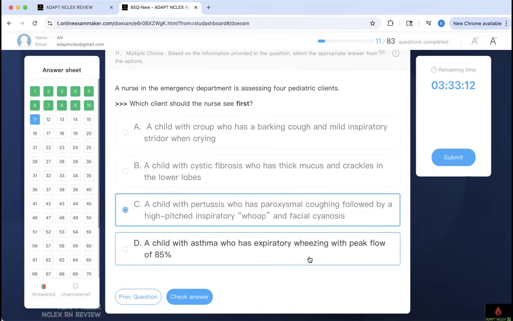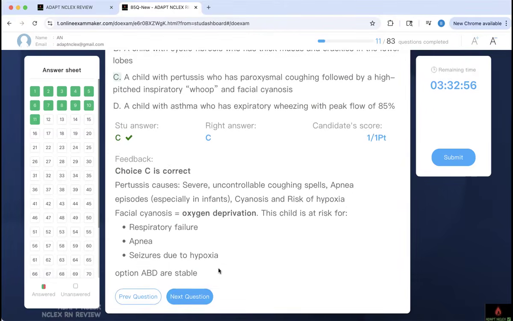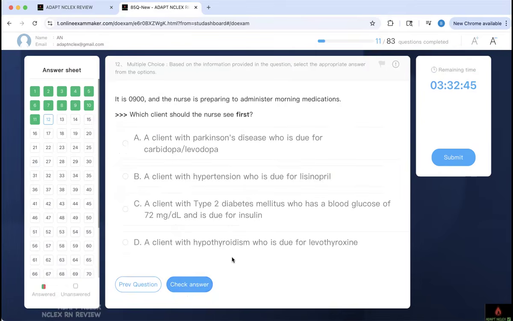Asthma patient, you expect them to wheeze, if your peak flow is 85, you're doing great. And cystic fibrosis, you have thick mucus secretions, I'm okay with it. And croup, you have a barking cough, a little bit of inspiratory stridor is expected. Therefore, this patient is in trouble. So pertussis causes severe uncontrolled coughing spells. And then if you have cyanosis, that's a sign of what? Hypoxia.